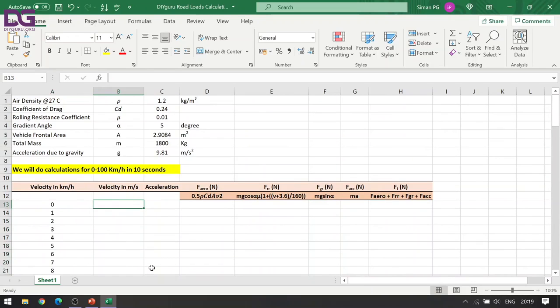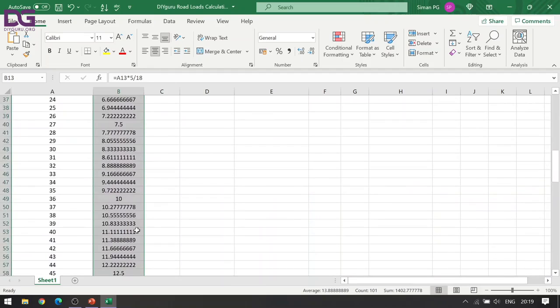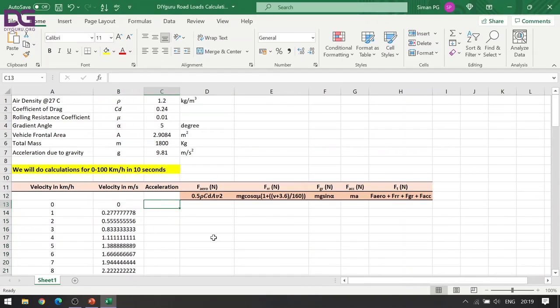Then we have to convert this velocity, which is in kilometers per hour, to meters per second. This is very simple. I'll start by typing equals, then select the adjacent cell which we need to convert, then multiply by 5 divided by 18. Now this gives us the velocity in meters per second. We will go and check it. So this is it. Now for the acceleration part, since the acceleration is constant, you can directly use 2.7778 here. So this acceleration is constant throughout.